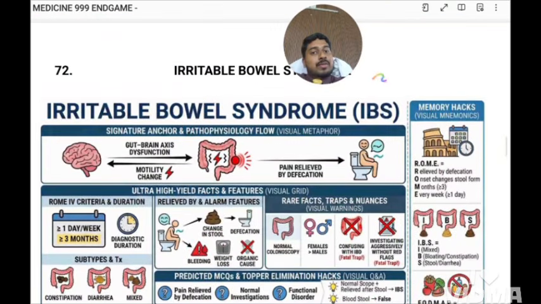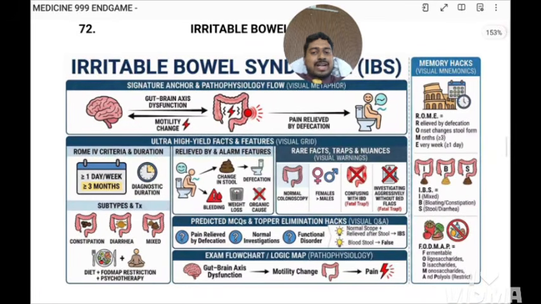So these images you should be able to identify in your exams. Next we'll go to something known as IBS, which many people confuse with IBD. This is IBS, which is irritable bowel syndrome. This is not inflammatory bowel syndrome. This is irritable bowel syndrome. And from this, every time one or the other question is asked regarding this Rome 4 criteria. You take any medicine paper of NEET PG, you will get one definite question on this Rome 4 criteria, and that is what we'll be seeing today.